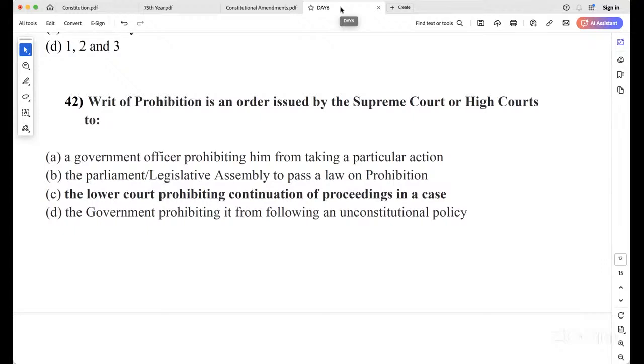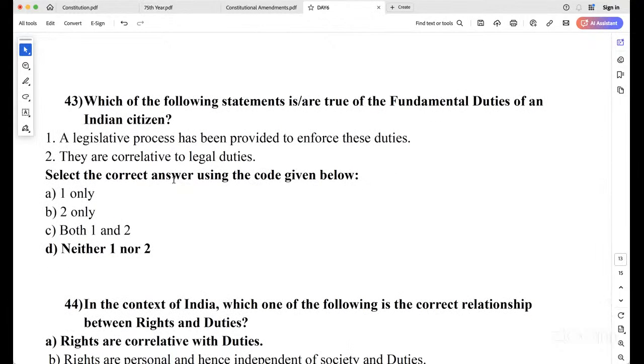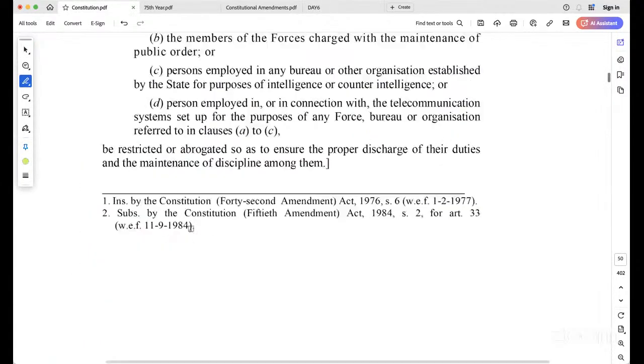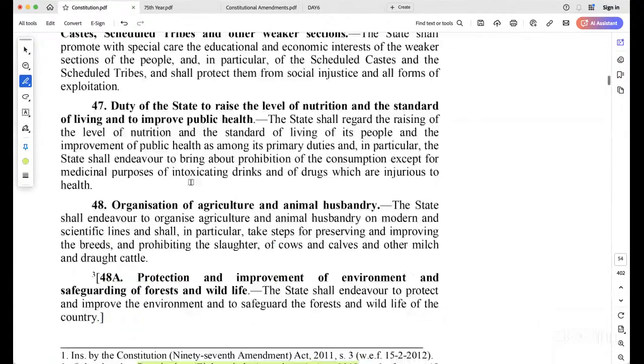Next. 43rd, which of the following statements is true of the fundamental duties of an Indian citizen? A legislative process has been provided to enforce these duties. They are correlative to legal duties. Is there a legislative process provided? Of course, there are certain things. But do we provide one anywhere in the fundamental duties? Right?